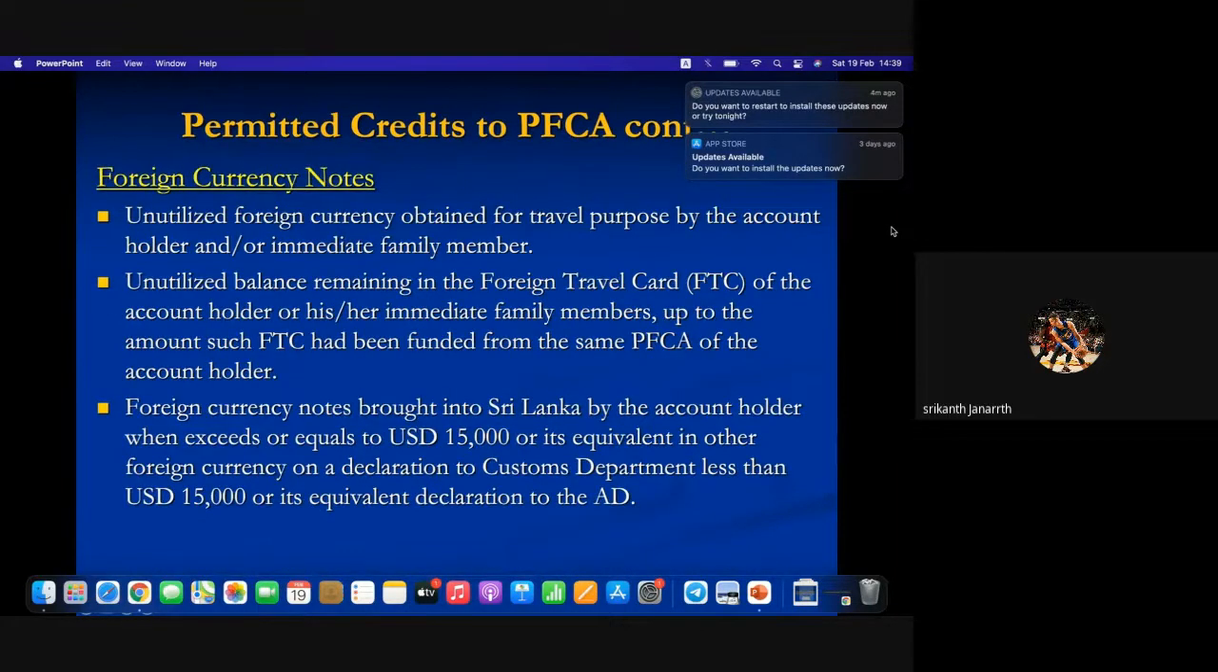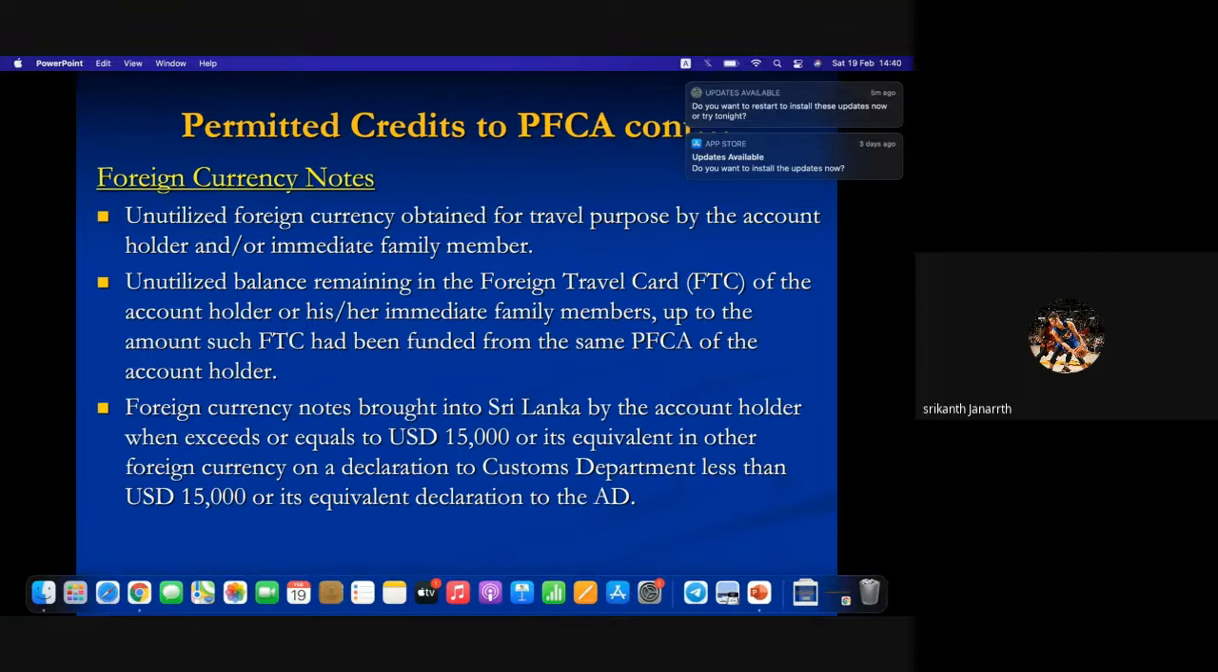Then that is fund transfer. Foreign currency notes. Yes, what are foreign currency notes? If you have unutilized foreign currency taken for travel purposes, or taken for your immediate family members, that money can be deposited back to your PFC account. Say I have taken $5,000, and I have given $3,000 to my wife. So all our family members went for a trip. Now each and every one has a balance. Everything can be put back to your PFC account. Whatever balance amount we have, we can deposit, so that can come as a credit back to the PFCA.